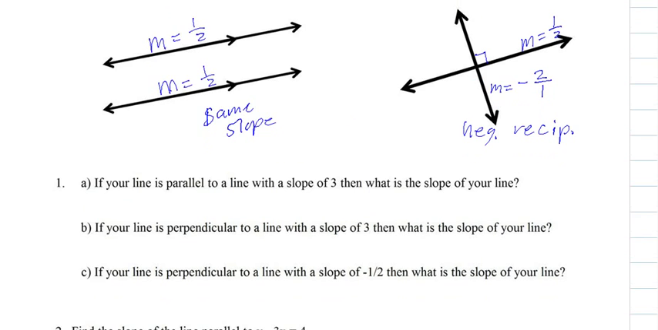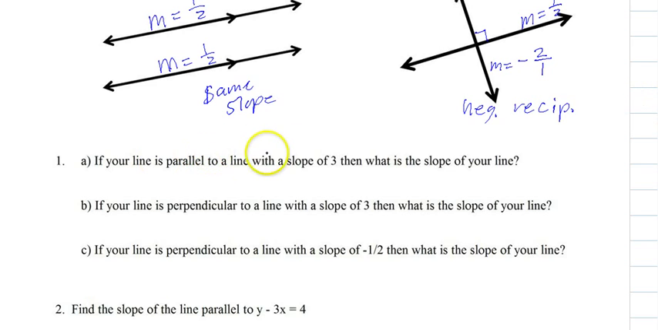Okay, let's try some. If your line is parallel to a line with a slope of 3, so parallel, you think same slope. Then what is the slope of your line? Well, if the other line is 3, so is ours. Perpendicular. So if your line is perpendicular to a line with a slope of 3, then what is the slope of your line? Well, that would have to be negative 1/3.